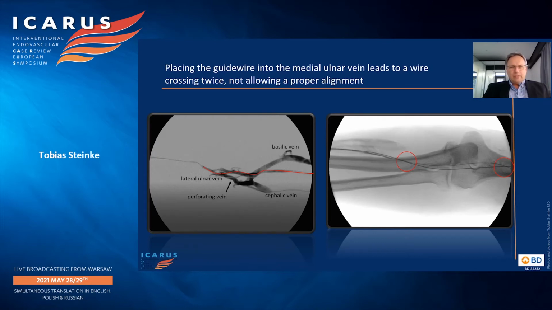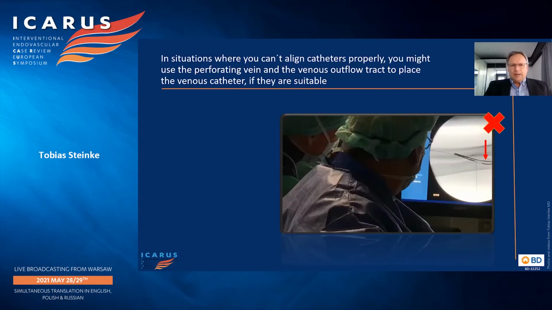Placing the wire into the medial ulnar vein leads to a wire crossing twice, so we couldn't achieve a proper alignment. In situations where you can't align catheters properly, you might use the perforating vein and the venous outflow tract to place the venous catheter if those vessels are suitable for this maneuver.